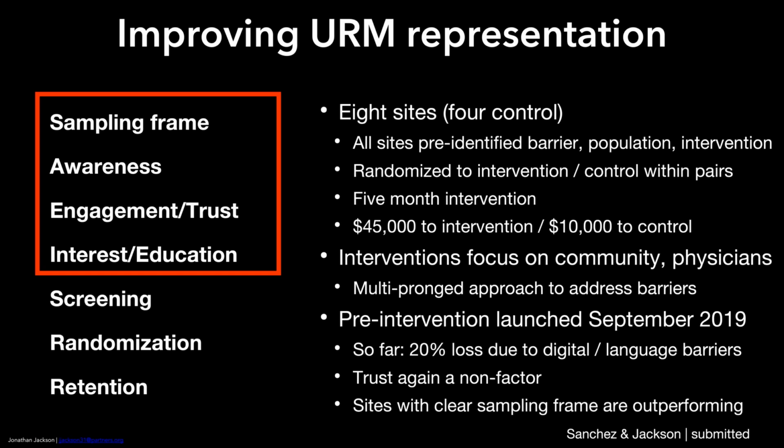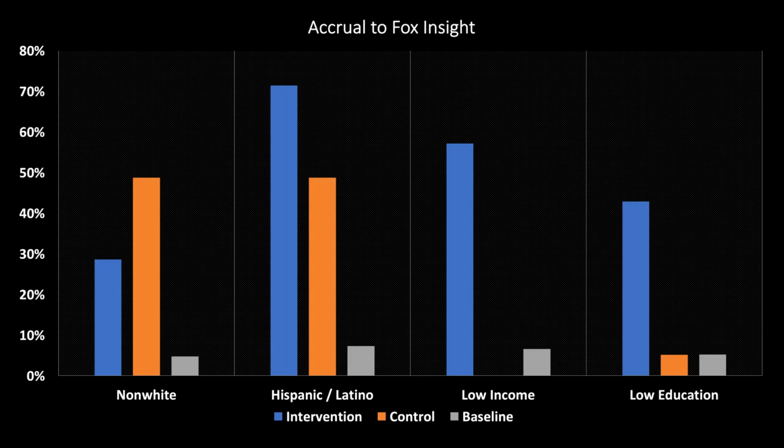One thing that I have noticed is that trust is not a major factor for either of these studies. We as researchers tend to think that trust is the end-all be-all kind of barrier when it comes to recruiting diversely. It turns out that it's not, at least especially if you're trying to recruit individuals who are already well engaged with your system. And so what you can see here is that what we did is we compared intervention sites, control sites, and baseline sites in terms of diverse enrollment.